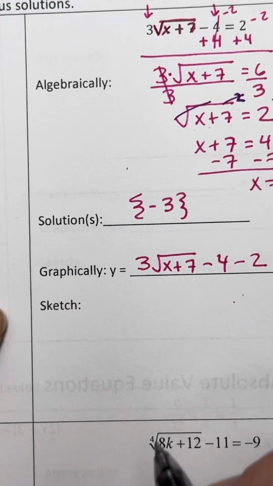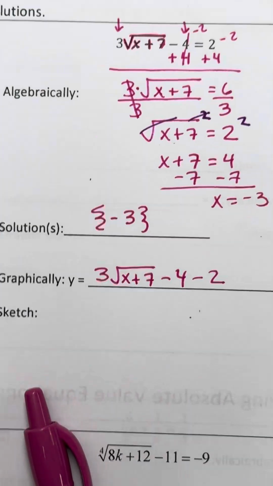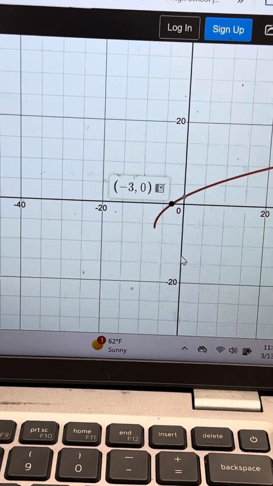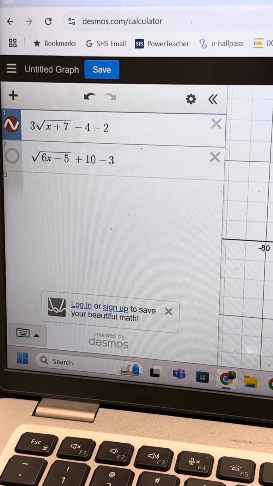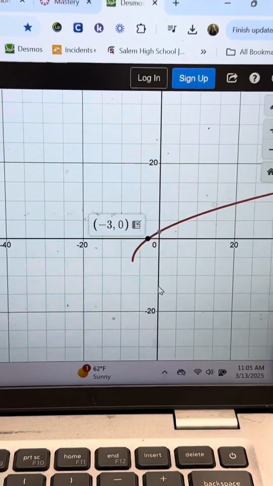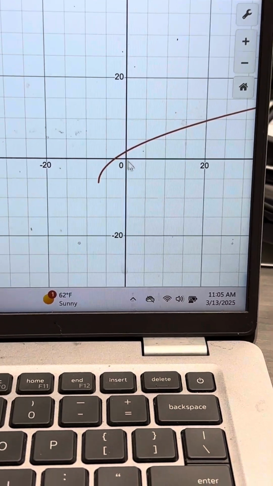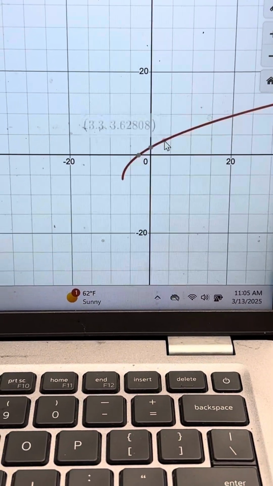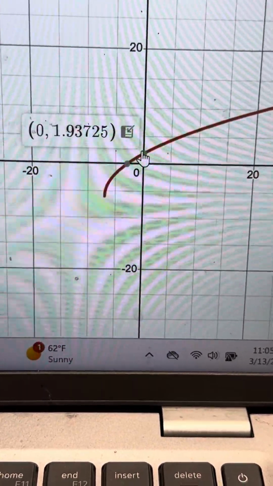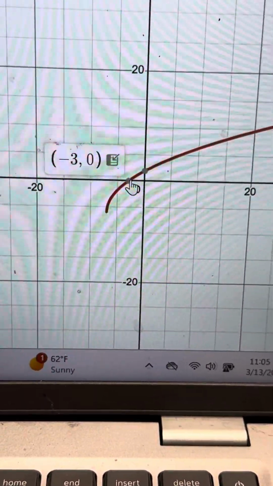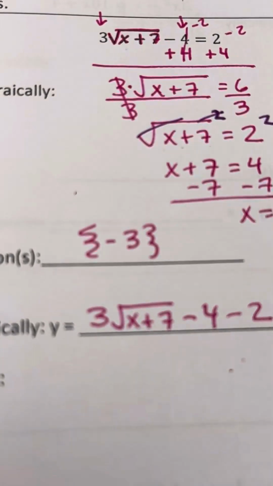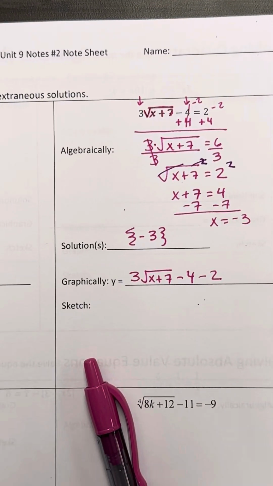When I graph that, sorry about my shaky camera here, because I do not know how to do videos anymore with the screen. What I've graphed is the 3 times the square root of x plus 7 minus 4 minus 2, and that's what it looks like. It doesn't have that point labeled, that was from a previous version of this video I tried to do, but if you click on the red line, dots pop up. You want the x-intercept, where it crosses the x-axis at -3, 0. That matches the -3 we got for our answer.